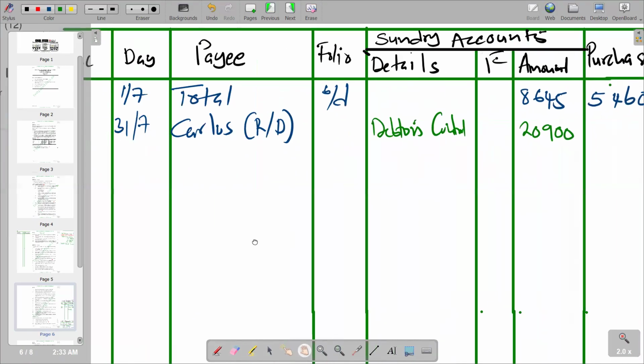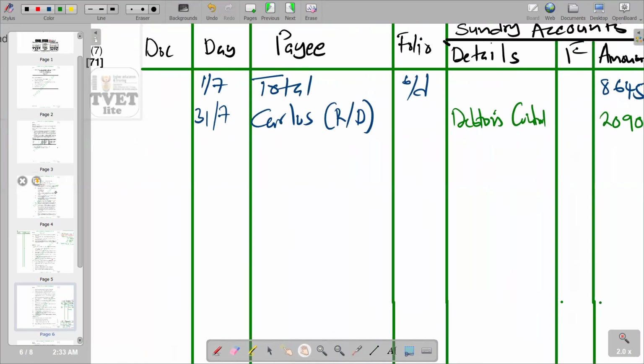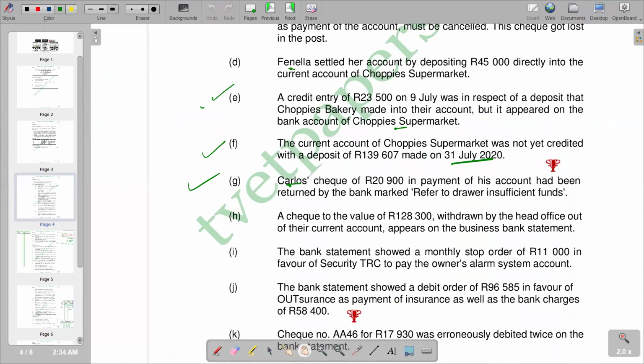Obviously, we now go and try to see the next one that we have, which is now on H. H is saying a check to the value of 120,300 withdrawn by the head office out of their current account appears on the business bank statement. So it means there's a check that was withdrawn. It was on the debit side of the bank statement, but it's not supposed to be there. So we have to cancel it. By canceling it, we go to the credit side of the bank statement and remove it. Remember, it's appearing on the debit side of the bank statement, so to remove it, we go to the credit side.